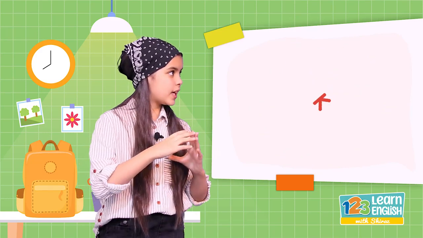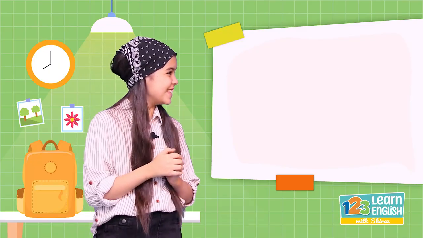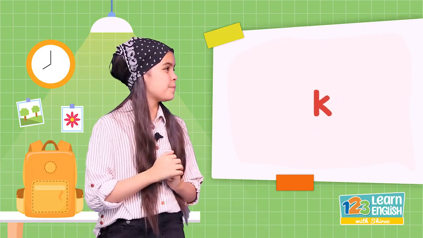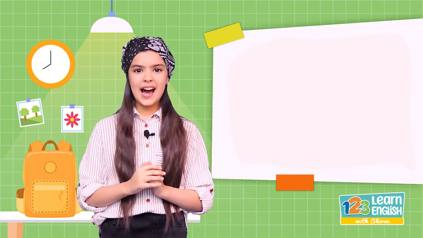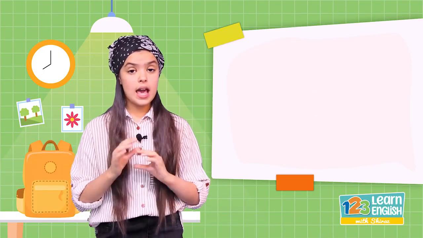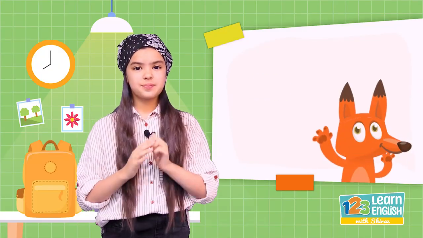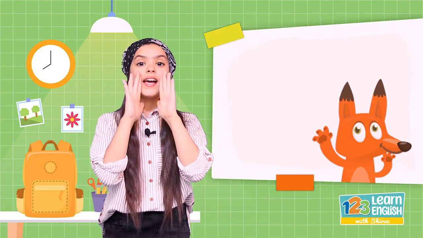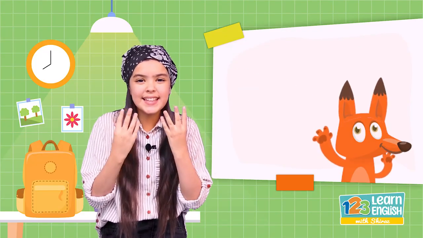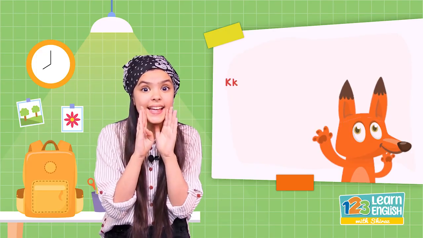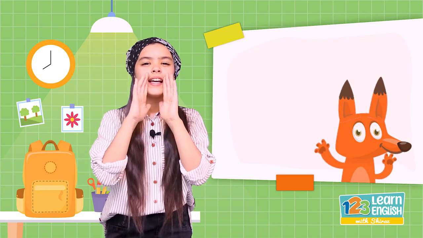This is capital K. And this is small k. Let's repeat together the sound of the letter K. And it is K. Let's say it very quietly. K. Let's say it loudly. K.